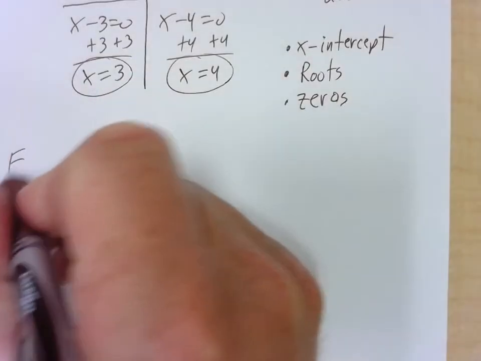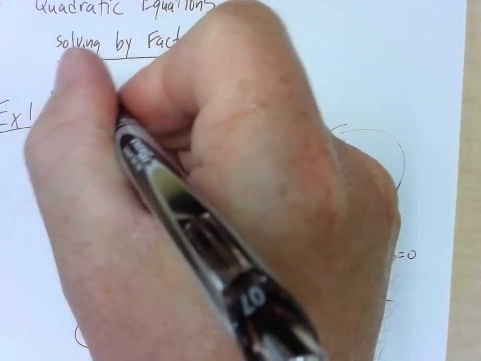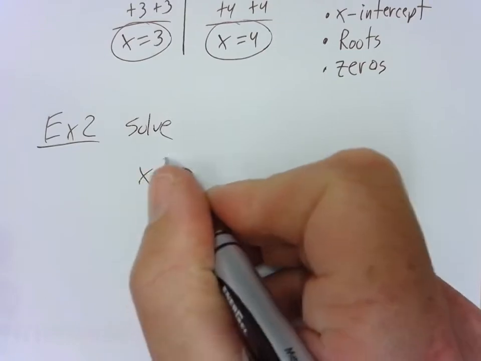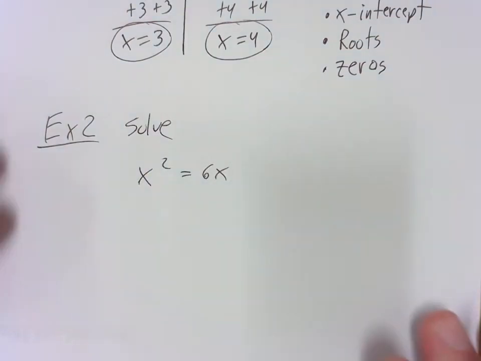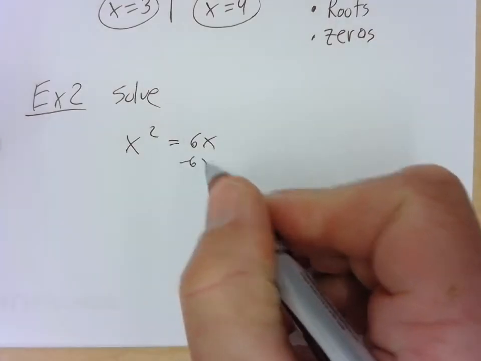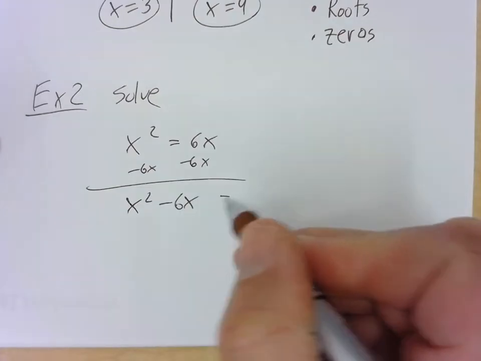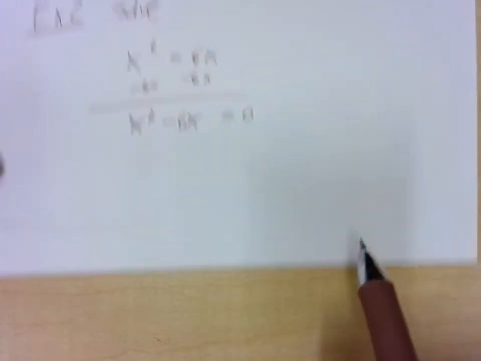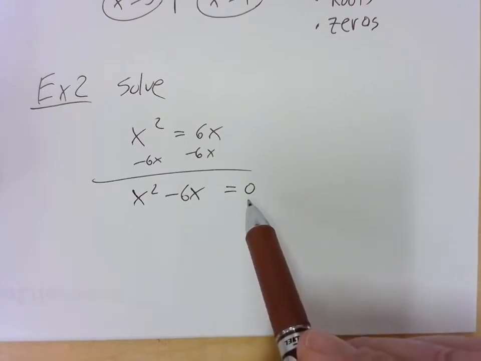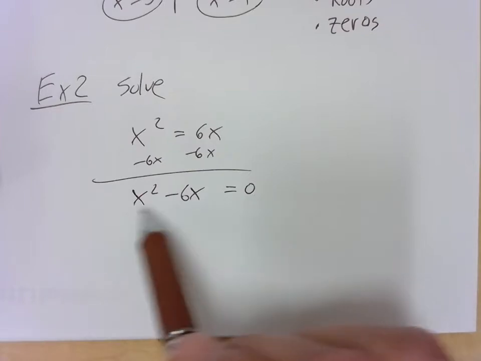We're going to solve this one. Solve, 2 answers. Solve x squared is equal to 6x. So this is a quadratic equation. We make it look like standard form by subtracting over the 6x. We get x squared minus 6x equals 0. So now our quadratic is set equal to 0. And we're missing the c term here, but it's still in standard form.